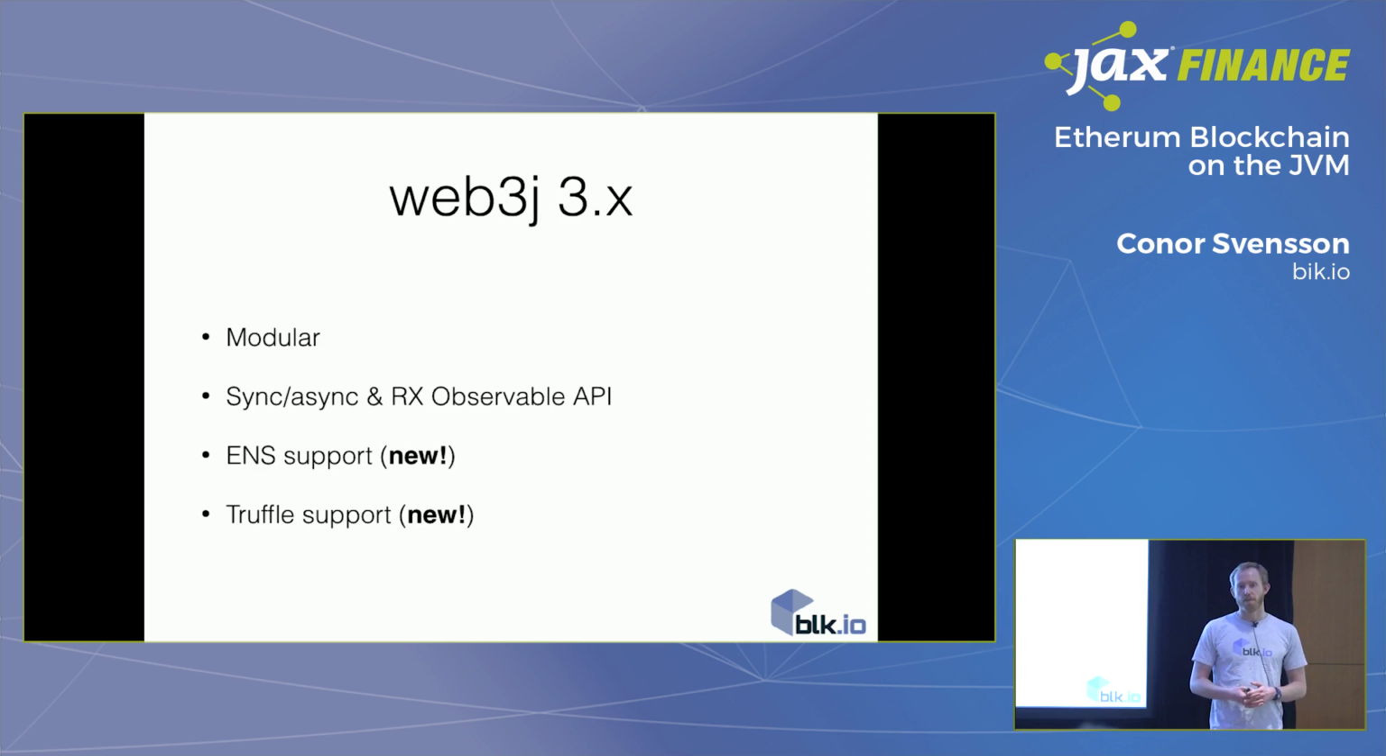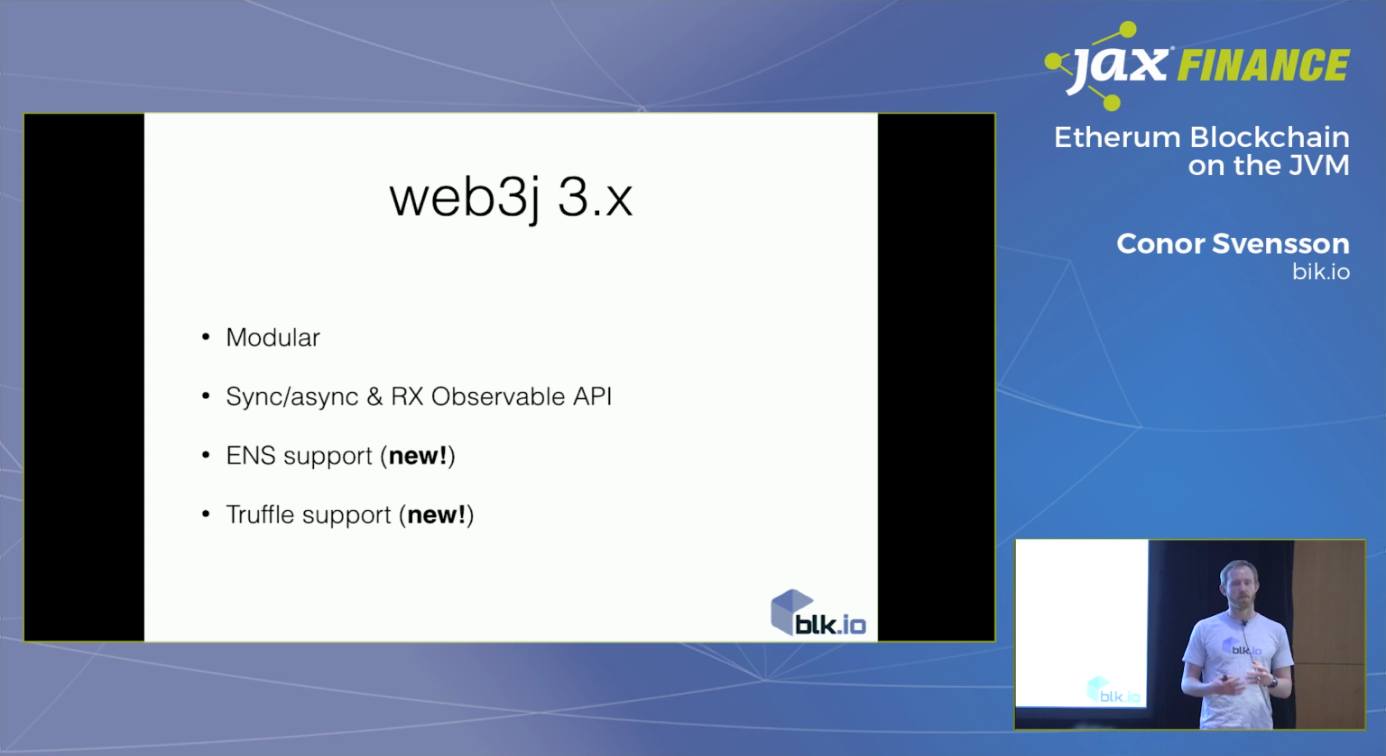At the end of last year, Web3j 3.0 came along, and this added some significant changes. The first one was that it made the library modular. Now, it didn't make it modular in the sense of Java 9 modularity. I feel that at this point, you don't want to be forcing everyone onto Java 9's way of doing things when it's still relatively new, albeit we're already talking about Java 10.